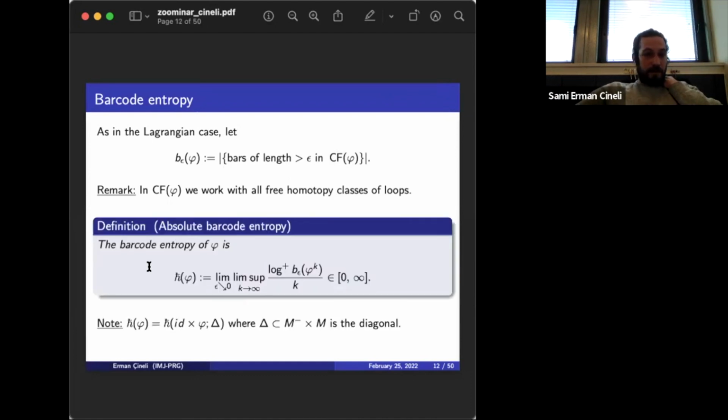And here is the second definition, absolute barcode entropy. As in the Lagrangian case, we fix epsilon, look at the exponential growth of B epsilon, and then send epsilon to 0. Here's a small note. Absolute barcode entropy of phi is equal to the entropy of identity times phi as a Hamiltonian diffeomorphism of the twisted product relative to the diagonal. So this just follows from the identification of two complexes.